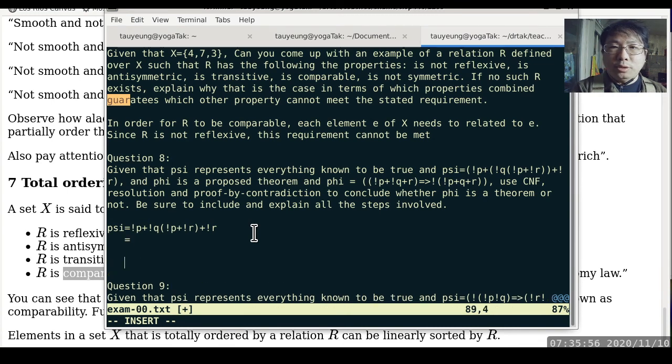Just to remind you which distribution we are using here, in Boolean algebra, if you have A and B or C, this can be written as A or B, and A or C.